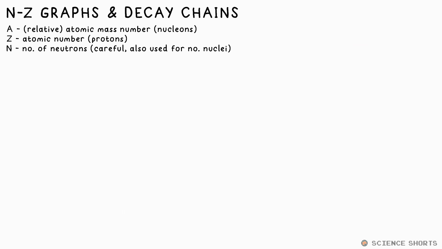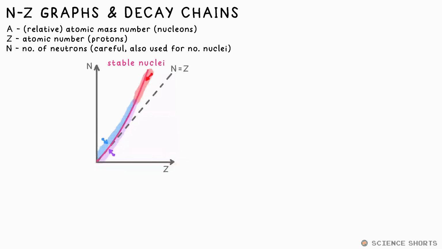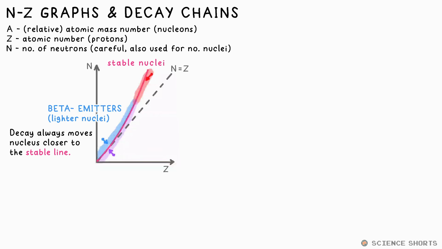A, Z and N are the symbols used for mass number, atomic number and number of neutrons respectively. Here's a graph of N against Z. As you can see, isotopes generally sit above the N equals Z line, which means they have more neutrons than protons. The further they are from this curve, the more unstable they are and the more likely they are to decay to get closer to the curve. Lighter isotopes are generally beta minus emitters.